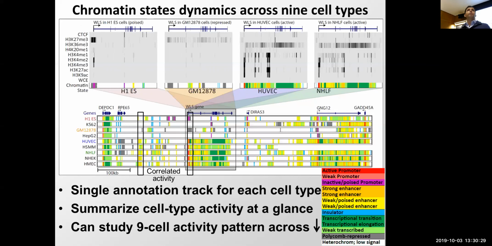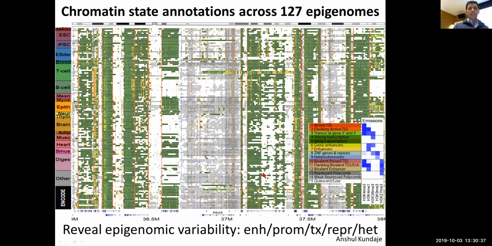Okay, any other questions? Great. Who's with me so far? Good, awesome. So now let's see what we can do with these activity patterns. The first thing that I can do is, of course, expand this to many more. So we now have 127 epigenomes that we've run this in. And again, you can see correlated patterns of activity. For example, this gene here turns on in only those cell types.